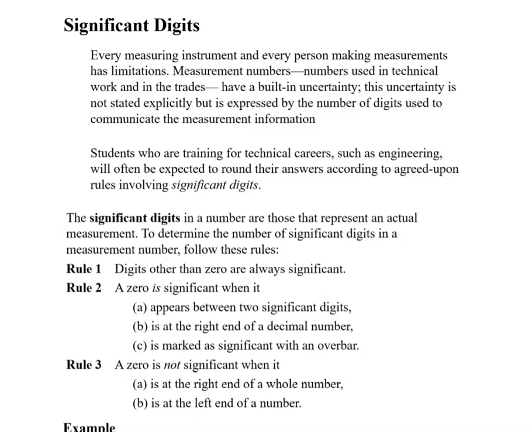The significant digits in a number are those that represent an actual measurement. To determine the number of significant digits in a measurement number, you're going to follow these rules. Rule number 1: digits other than 0 are always significant. Rule number 2: a 0 is significant when it appears between two significant digits, is at the right end of a decimal number, or is marked as a significant digit with an overbar. Rule number 3: a 0 is not significant when it is at the right end of a whole number, or is at the left end of a number.